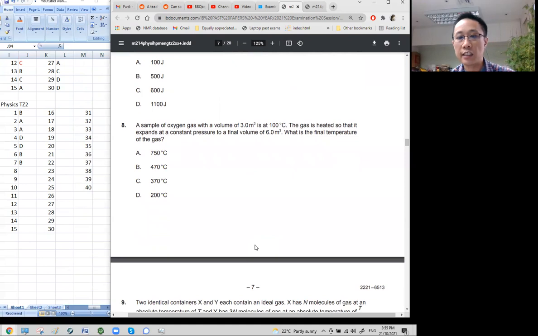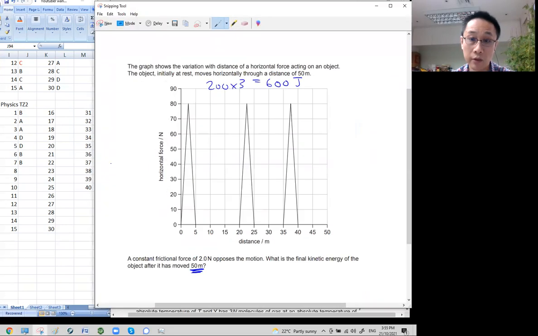Question 8, a sample of oxygen gas with volume and temperature given. If we heat the gas so that the volume is doubled and the temperature is constant. So this is the V-T direct proportion relationship, but then the classic trap is that the temperature is not given in kelvins. You have to convert 100 Celsius into Kelvin, so plus 273, so that's 373.